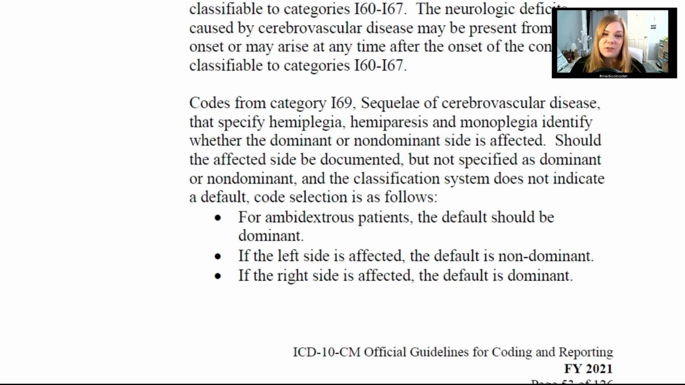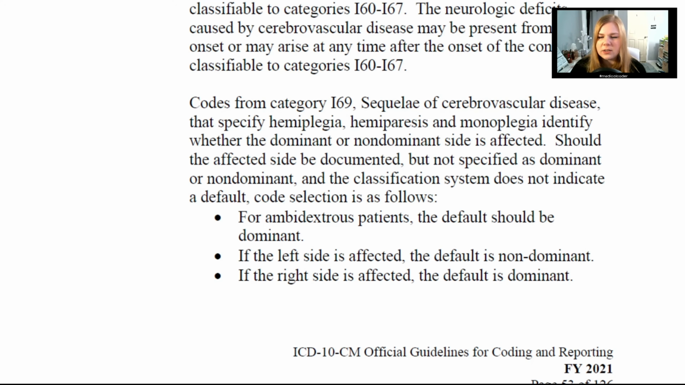Sequela of cerebrovascular disease. So category I69, sequela of cerebrovascular disease, is used to indicate conditions classifiable to categories I60 through I67 as the causes of sequela, so neurological deficits themselves classified elsewhere. These late effects include neurologic deficits that persist after an initial onset of conditions classifiable to categories I60 through I67. The neurologic deficits caused by cerebrovascular disease may be present from the onset or may arise at any time after the onset of the condition classifiable to categories I60 through I67.